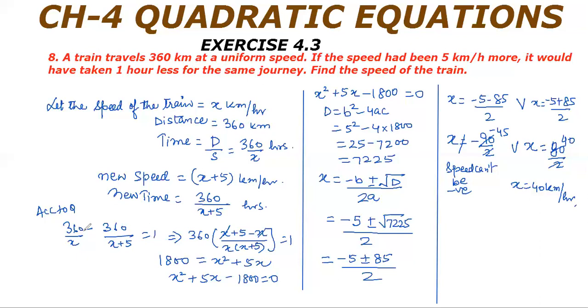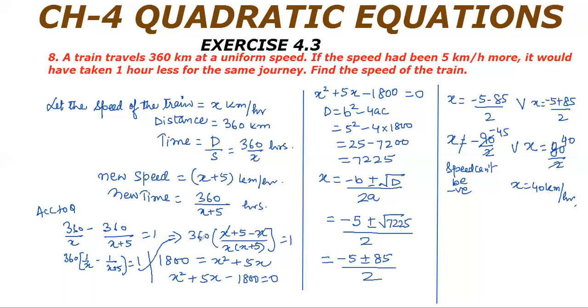So this is 360 upon x minus 360 upon x plus 5 is equal to 1. Now 360 you can take common. आप और सिंप्लीफाई कर सकते हो इसे. 360 मैंने एक स्टेप मिस किया था. 1 upon x minus 1 upon x plus 5 equal to 1. Okay children, now move from here.